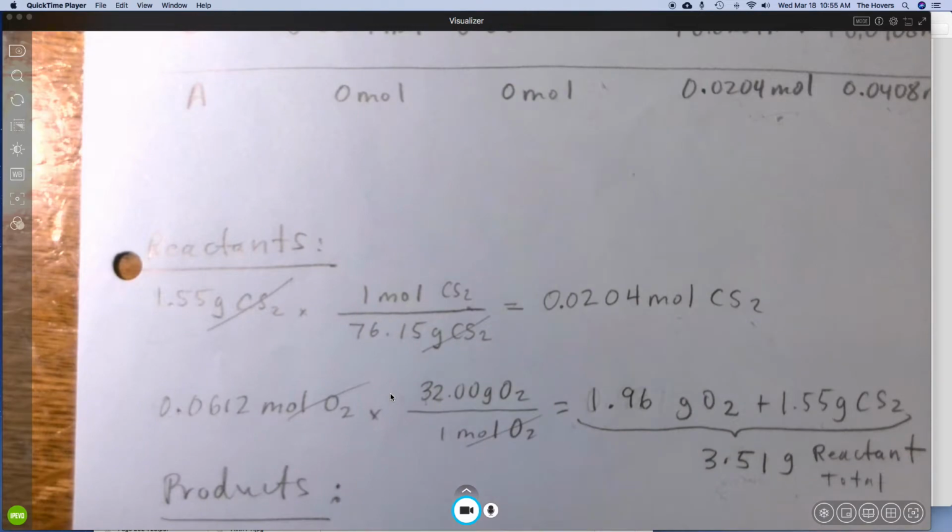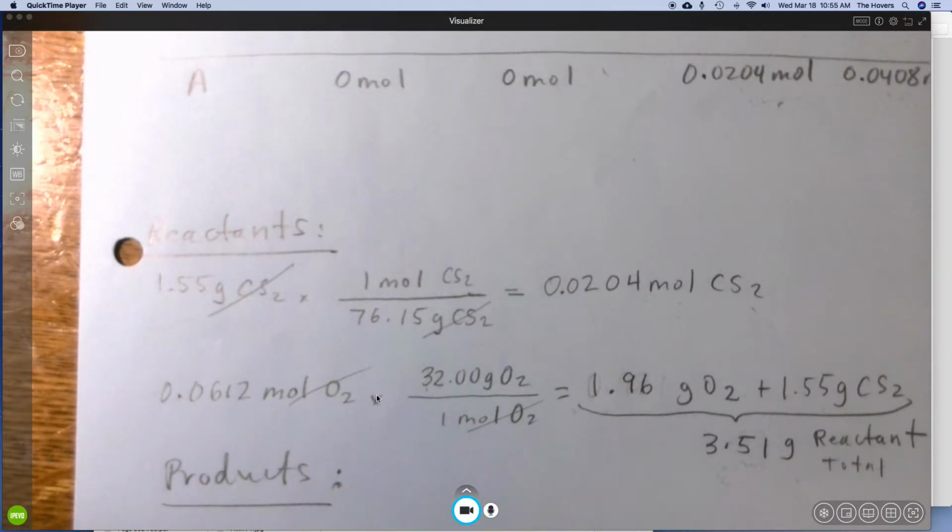I've set this up with a conversion factor showing cancellation of units, dimensional analysis. Again, my given value is 1.55 grams of CS2. So for the grams per mole, if I'm multiplying, the way I want to set that up is that the gram amount is on the bottom, the 1 mole amount is on the top. So that's how I arrived at 0.0204 moles of CS2.